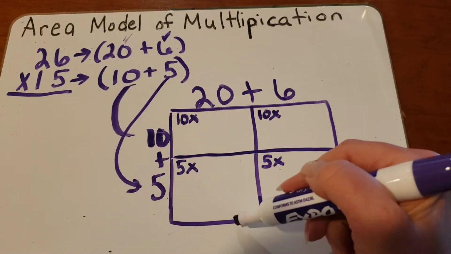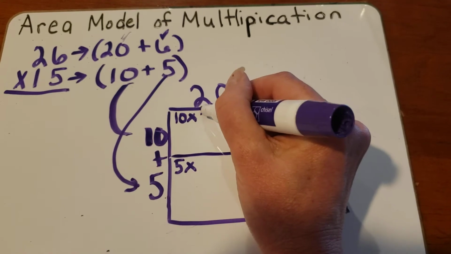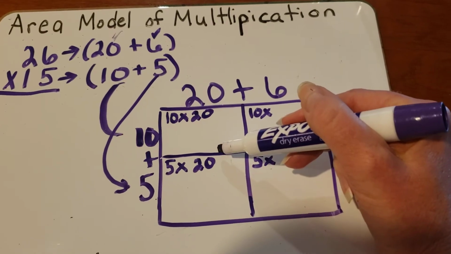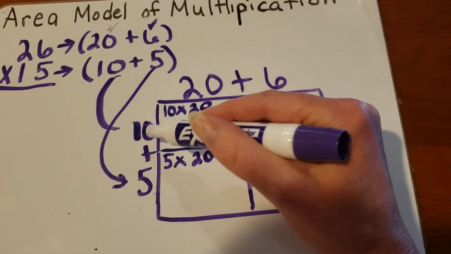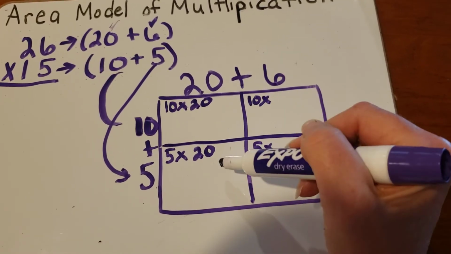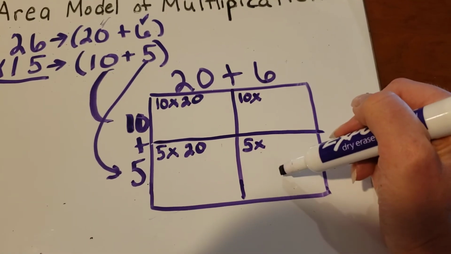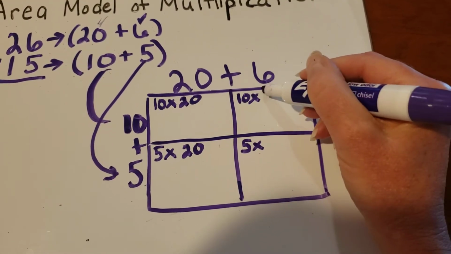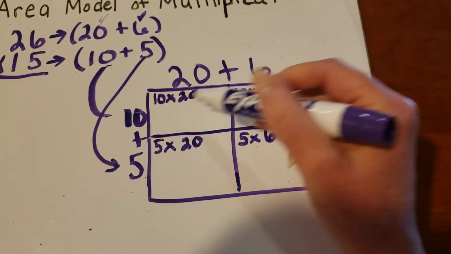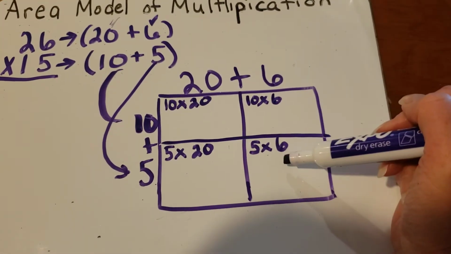We're going to do the same thing going down. We're going to take the number up the top of this column here, 20, and I'm going to write it in each of these boxes below it. So it's coming straight down. So this first box, 10 times 20, and the box below it is 5 times 20. Now, again, the 6 here has to go straight down. I'm going to take the 6 from this box, I'm going to put the 6 here, and I'm going to put the 6 here. So again, 10 times 6 is in this box, 5 times 6 is in this box.